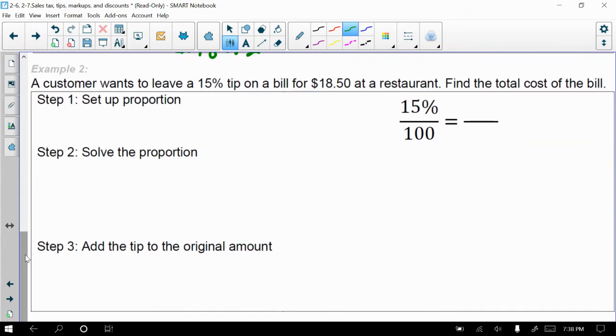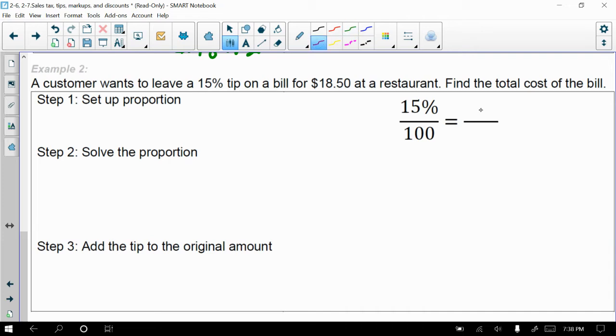All right, a customer wants to leave a 15% tip on a bill for $18.50 at a restaurant. Find the cost of the bill. Now, gratuity, your tip, is normally between 15% and 20%. If somebody does a really good job, they always make sure you have your fresh dinner rolls, or your drink is always filled, you want to leave them like a 20% tip if they were really super awesome. So, a little extra to know.